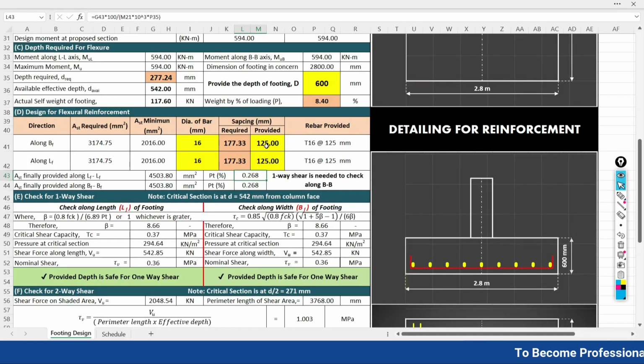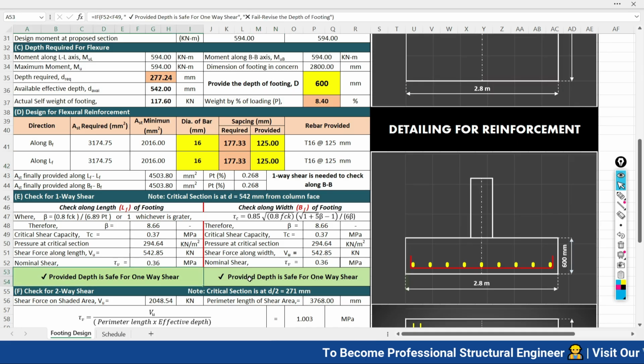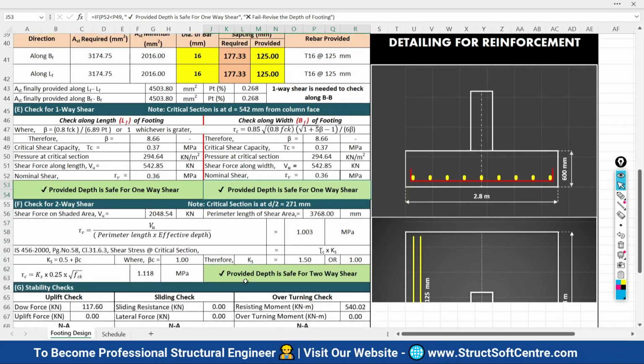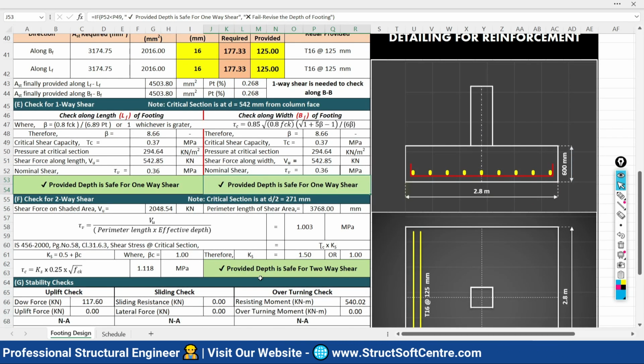So now here 125 in both of the directions. The provided depth is safe in one-way shear along width and length in both directions, along with the provided reinforcement as well. Now we have to perform the check for punching. So your punching shear check is also safe.